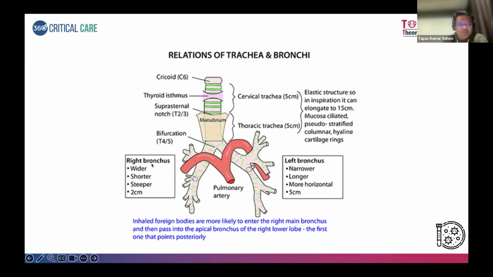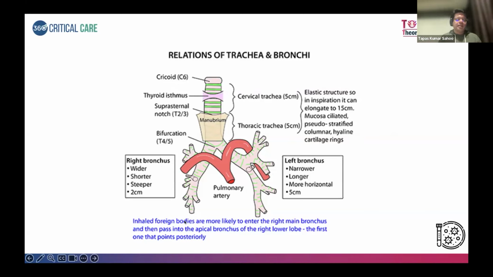Now the right bronchus has certain specifications: wider, shorter, steeper, around 2 centimeter. Now the left bronchus would be narrower, longer, more horizontal, and 5 centimeter. Now this trachea is around 10 centimeter, but the peculiarity of the trachea is it can elongate to 15 centimeter during inspiration. So if you take a deep inspiration, your trachea can elongate to around 15 centimeter. And the histologic layers: mucosa is ciliated pseudostratified columnar, hyaline cartilage rings are there.